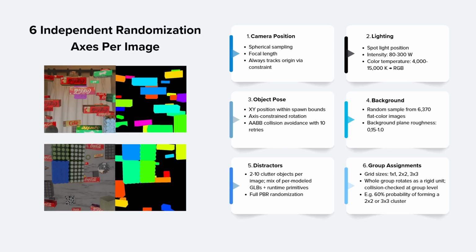Our background has randomization in texture, roughness. Our distractor, we have built-in Blender primitive shapes. And last but not least, our group assignment. We were able to group certain target objects together into grid sizes 1 by 1, 2 by 2, 3 by 3. And the whole group were able to move as a rigid unit in positions and in rotation.